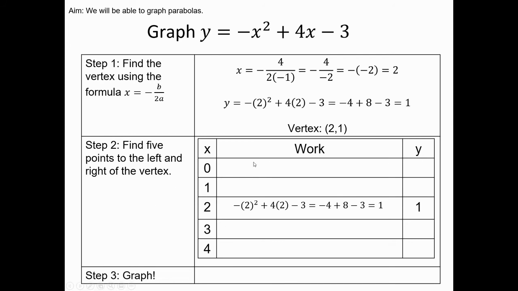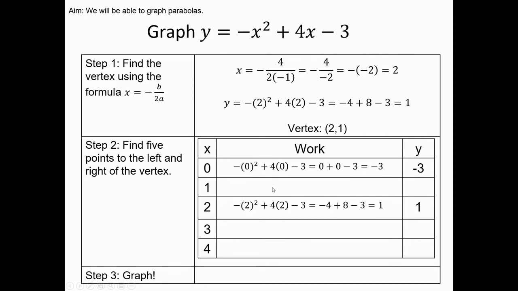Now, what I'm going to do is take these points right here and slowly put them into the equation to get my y values. So let's start with 0. Notice I just put 0 into this, so 0 squared ends up being 0. 4 times 0 is 0, minus 3. That gives me negative 3.